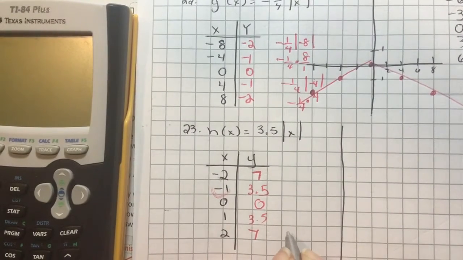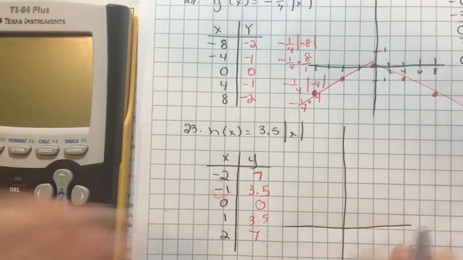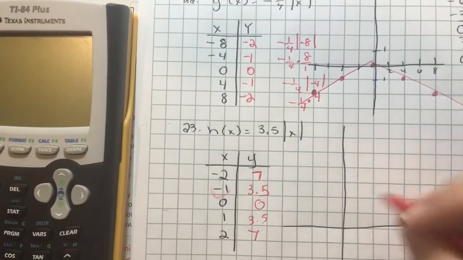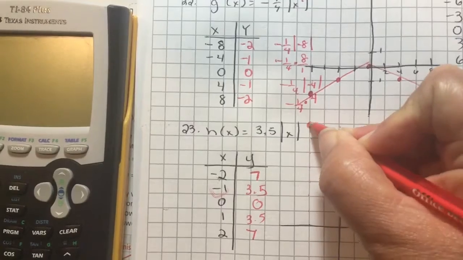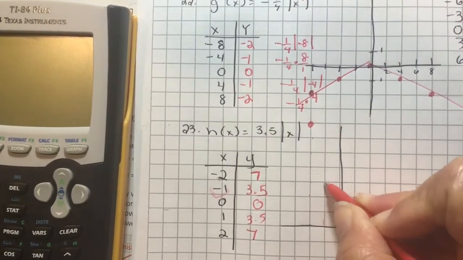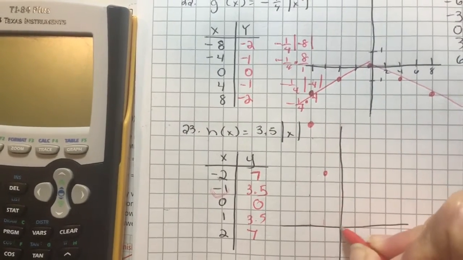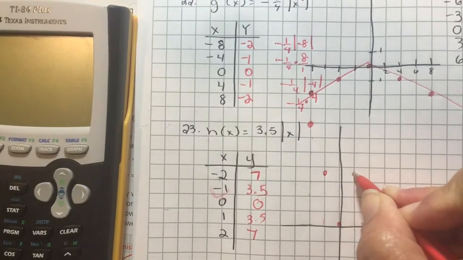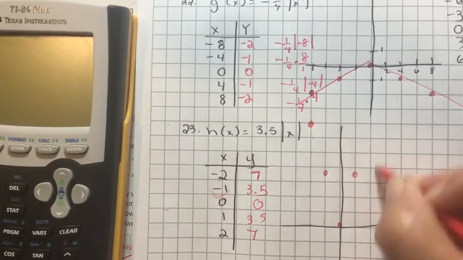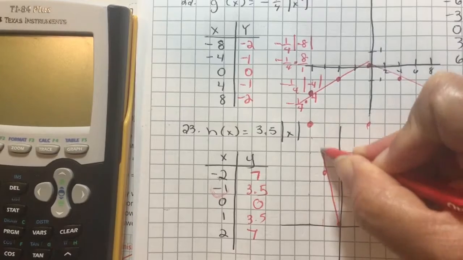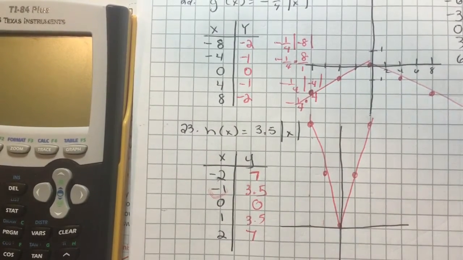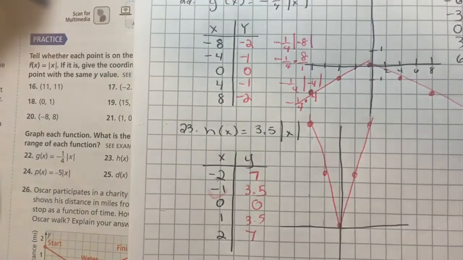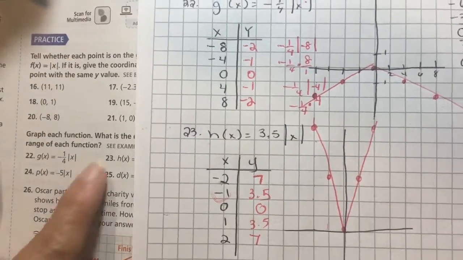Okay, so I have a negative 2 with a 7, a negative 1 with 3.5, 0, 0, positive 1, 3.5, positive 2, 7. Okay, 2 more.